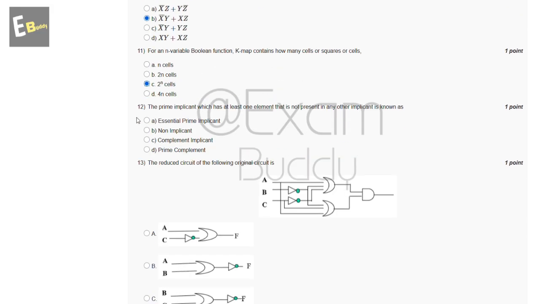Now the 12th question is the prime implicant which has at least one element that is not present in any other implicant is known as. So these are the options: essential prime implicant, non-implicant, complement implicant, prime complement. So the answer of the 12th question is A, essential prime implicant.